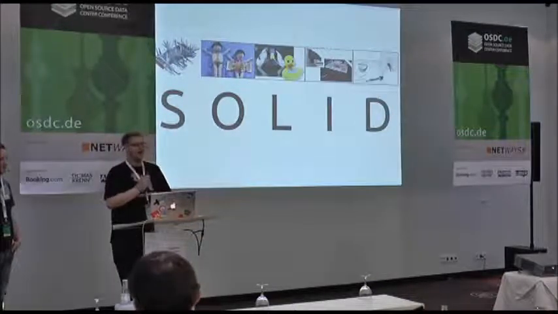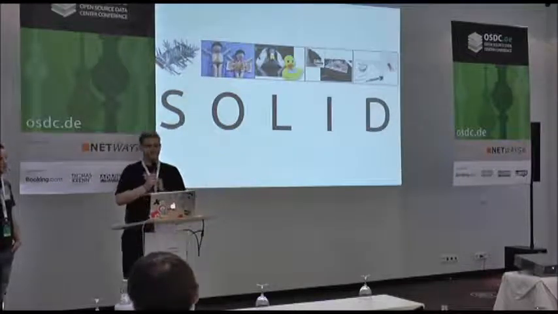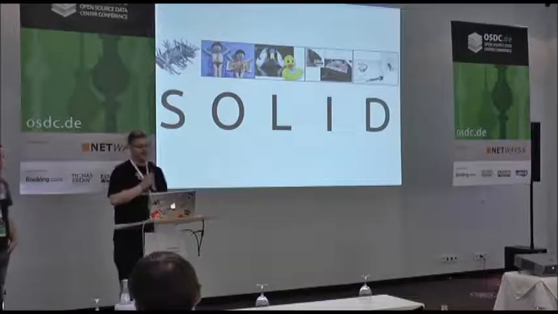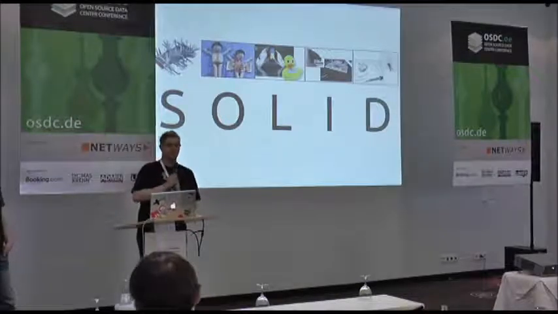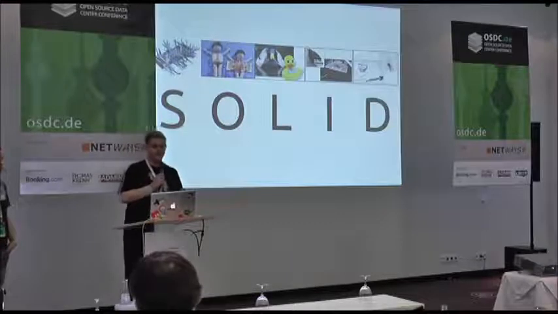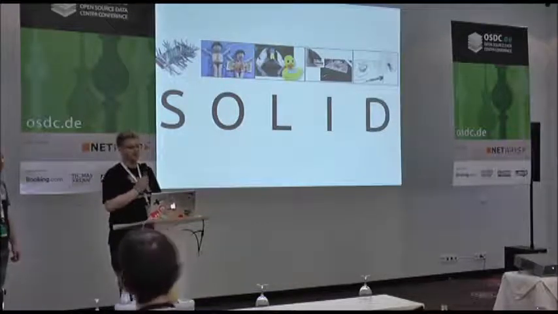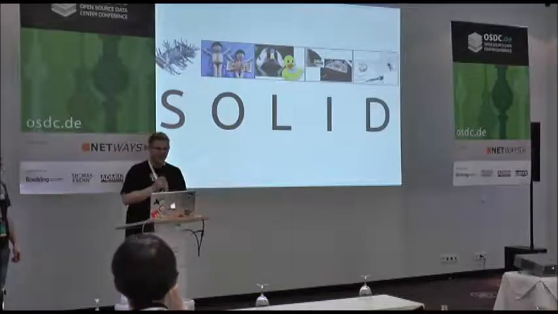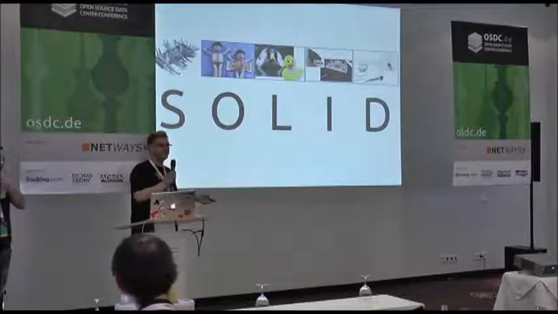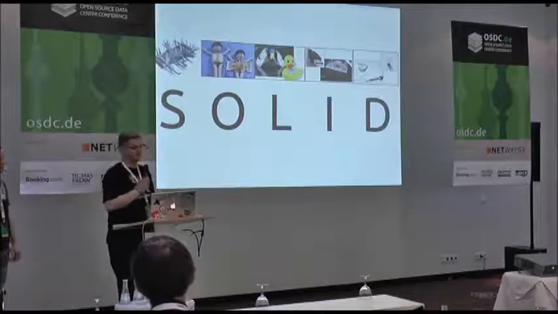The I is the interface segregation principle. It means many client-specific interfaces are better than one general-purpose interface. And the D is the dependency inversion principle. So one should only depend upon abstractions and not depend upon concretions. Dependency injection, you might have heard of it, is one implementation or one method following this principle.